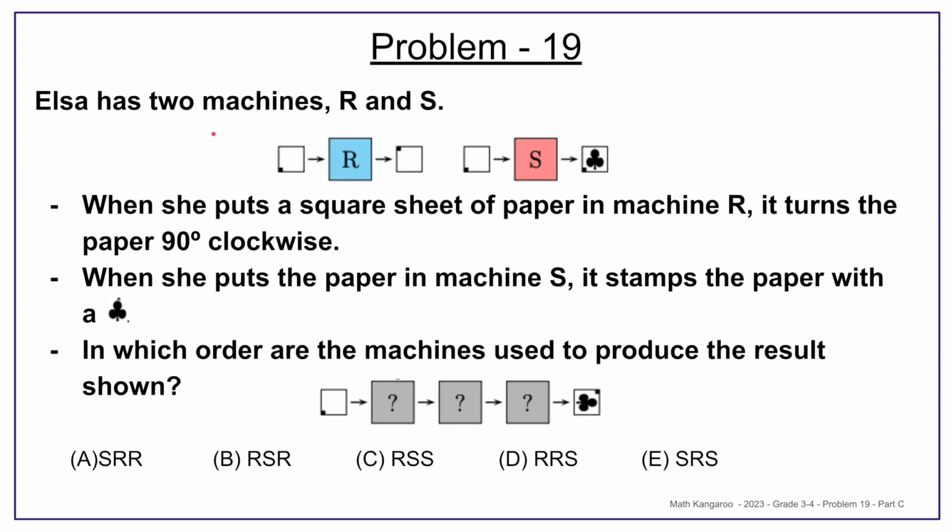Problem 19. Alyssa has two machines, R and S. This is the machine. When she puts a square sheet of paper in machine R, it turns the paper 90-degree clockwise. When she puts the paper in machine S, it stamps the paper with a club sign. In which order are the machines used to produce the results shown? And this is the sequence we have to use to produce the club with a dot in here. These are our options. Now let's pick each option and put this square sheet of paper and identify our answer.